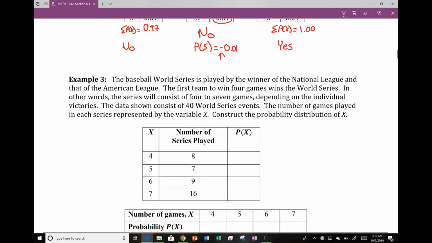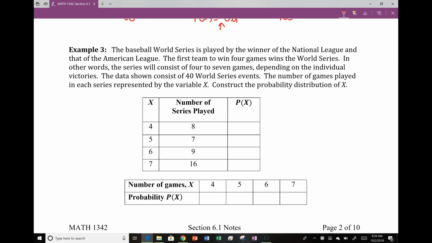Now let's look at an example here. The Baseball World Series is played by the winner of the National League and that of the American League. The first team to win 4 games wins the World Series. In other words, the series will consist of 4 to 7 games, depending on the individual victories. The data shown consists of 40 World Series events, the number of games played in each series represented by the variable x. So this right here is looking at, okay, somebody won the series in 4 games. Somebody won it in 5, 6, or 7.